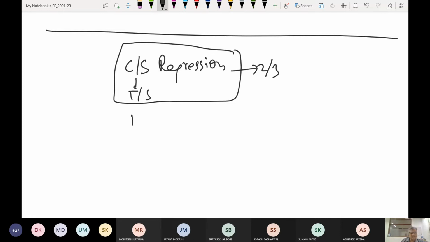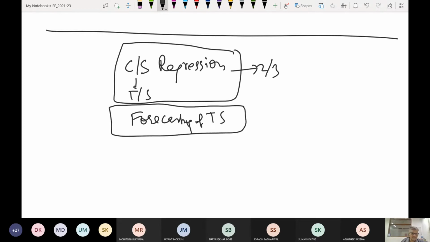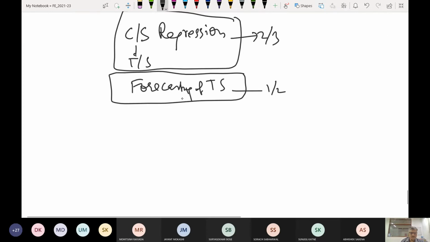Then I'll go for forecasting of time series data, like forecasting of your stock price, forecasting of demand, forecasting of sales. So maybe 1 or 2 sessions will be devoted there. Forecasting may be univariate, maybe bivariate. Univariate means when you are forecasting a company share price, then that company data only. But I may use bivariate or multivariate also. Multivariate may be the application of a model we call the vector autoregressive model.